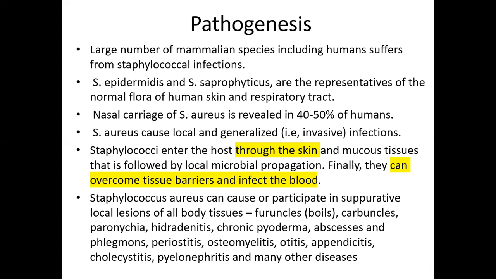Staphylococcus aureus causes local and generalized invasive infection. Staphylococcus enters the host through the skin and mucous tissue, followed by local microbial propagation. Finally, they can overcome tissue barriers and infect the blood. Staphylococcus aureus can cause or participate in suppurative local lesions of all body tissue: furuncles, boils, carbuncles, paronychia, hidradenitis, chronic pyoderma, abscesses and phlegmons, periostitis, etc.